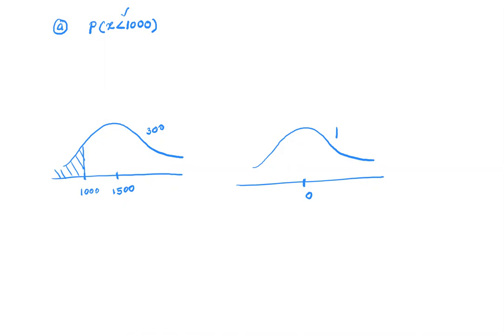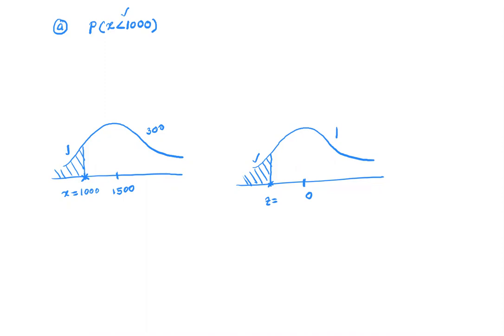All right. Now we need to take this x value of 1,000. This point is 1,000, and convert it into the corresponding z value. There will be a z value, and from the standard normal distribution table we can find this area, and this area is going to be exactly the same as this area.